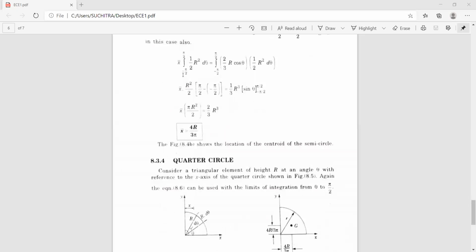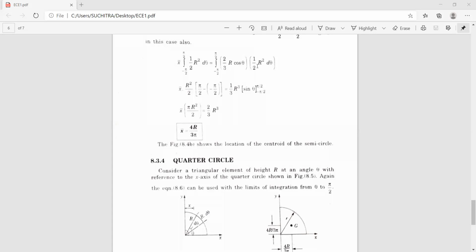Now x bar is equal to integral of minus pi by 2 to plus pi by 2 of 2/3 r cos theta into half r square d theta, divided by integral of minus pi by 2 to plus pi by 2 of half r square d theta. Here you take r square by 2 outside of the integration, and only have to integrate with respect to d theta. So minus of minus pi by 2 becomes pi by 2 plus pi by 2, which is nothing but pi, when you apply the limits of integration.